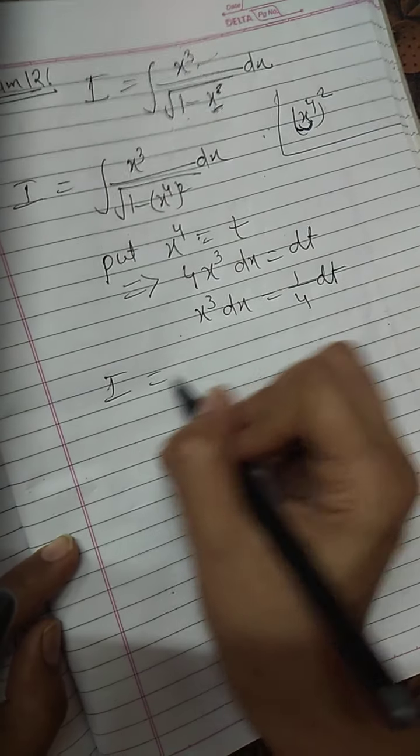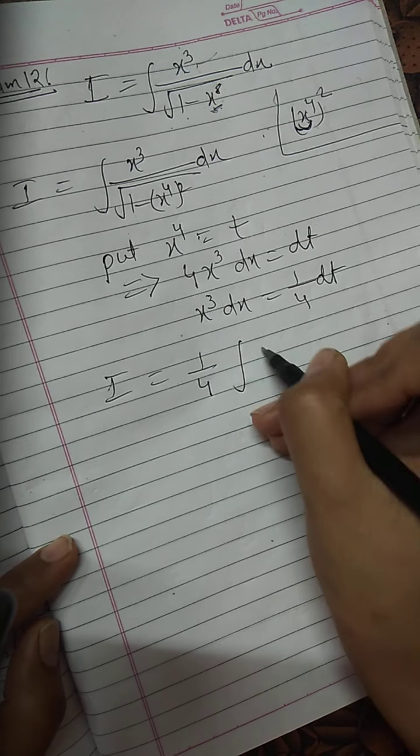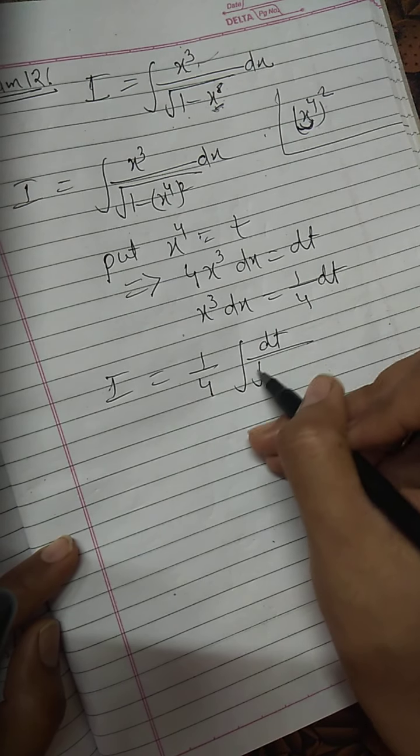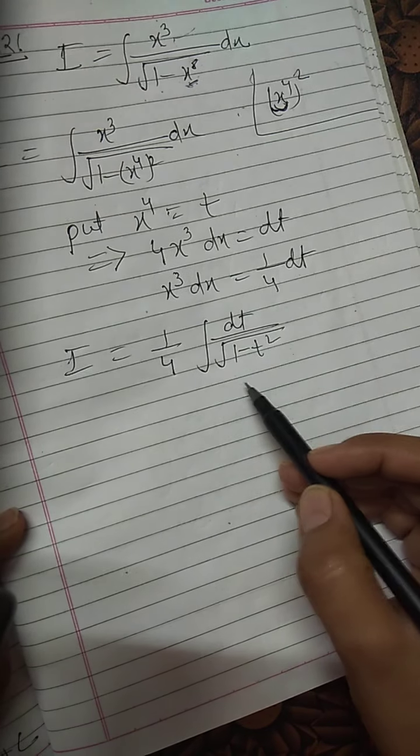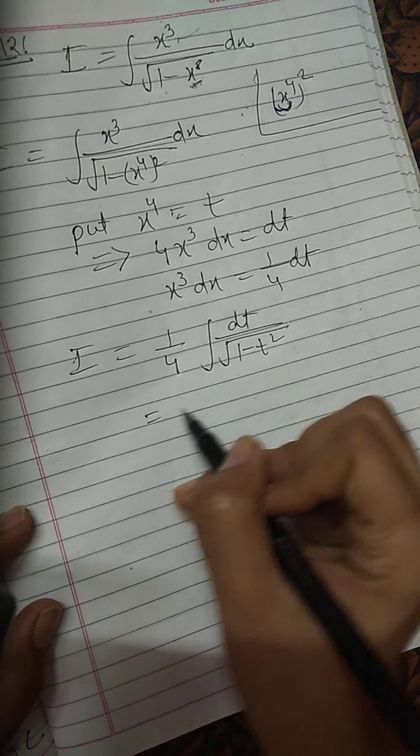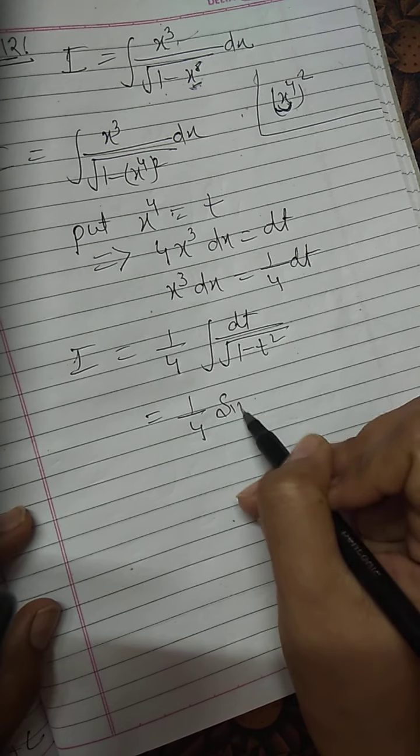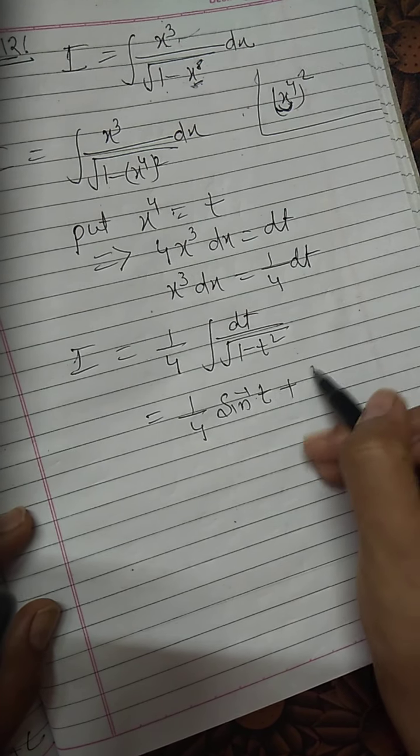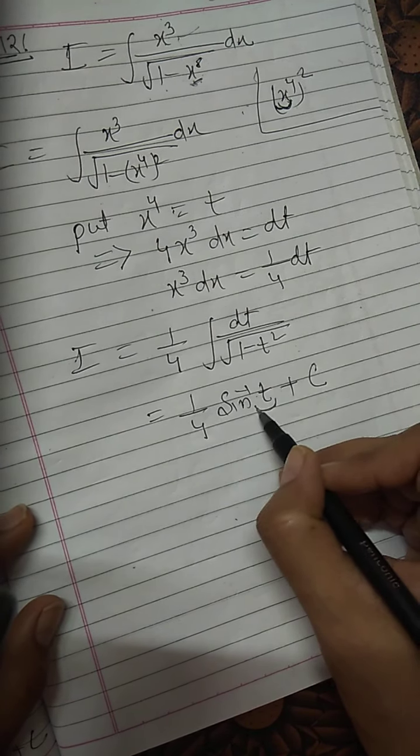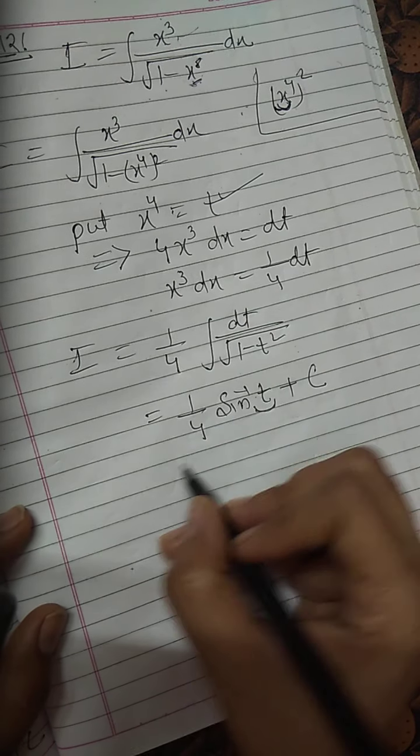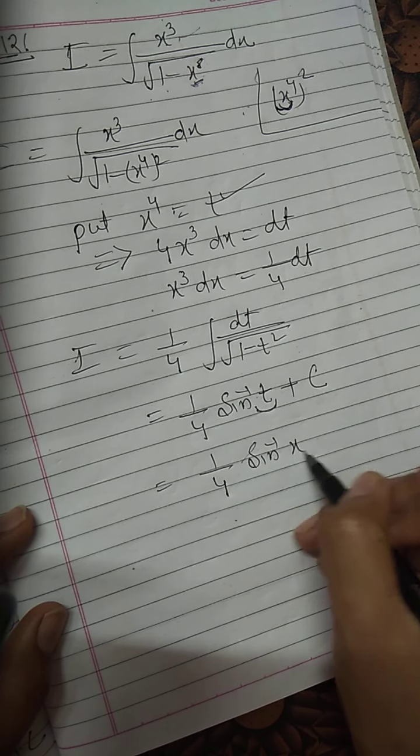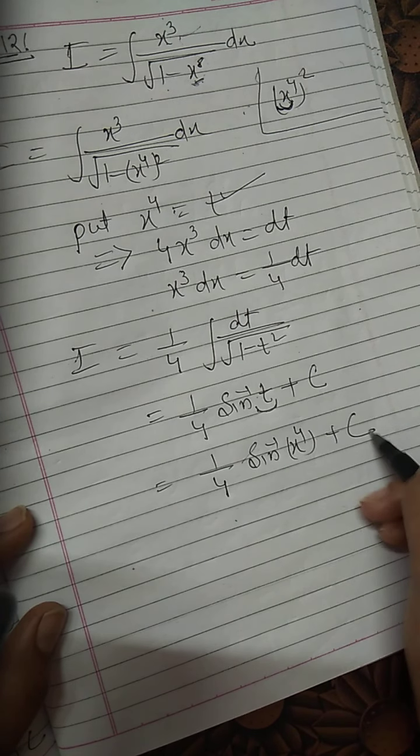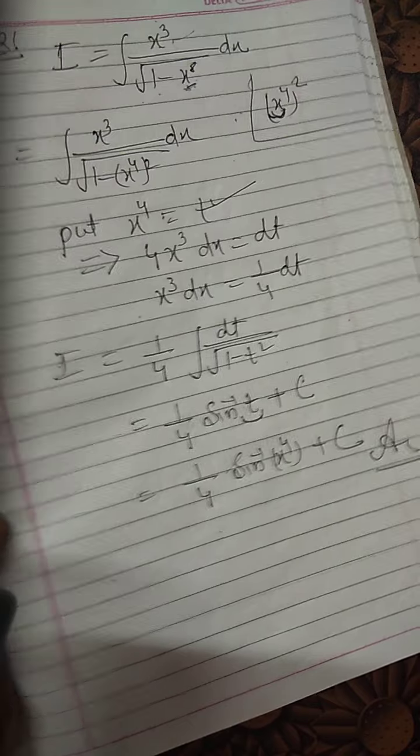So our integral will become, this 1 by 4 we can write outside, dt upon root of 1 minus t square. Now this integral we know is sine inverse, so we will get 1 by 4 sine inverse t plus capital C, and the value of t is x raised to power 4. So our answer will be 1 by 4 sine inverse x raised to power 4 plus constant.